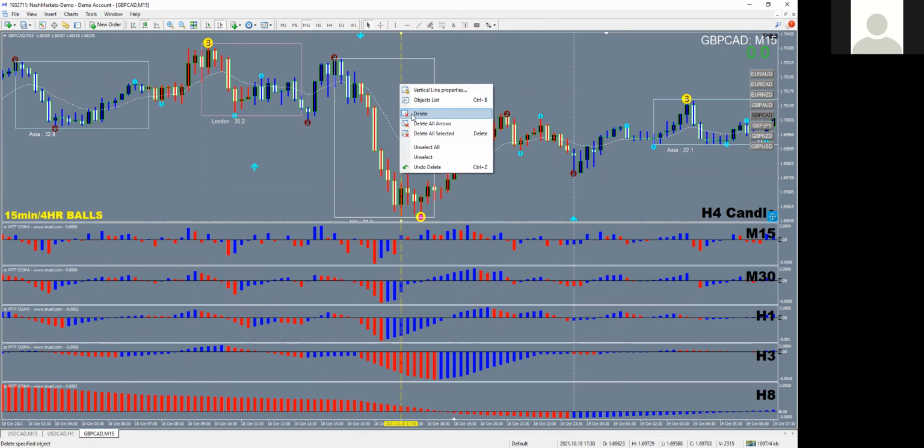Where's your exit? Do 15 minutes. Oh, you go up to this. 15 minutes is my trade management. So it's at the low of the one ball. How many pips is that? 53 pips. 93 pips.